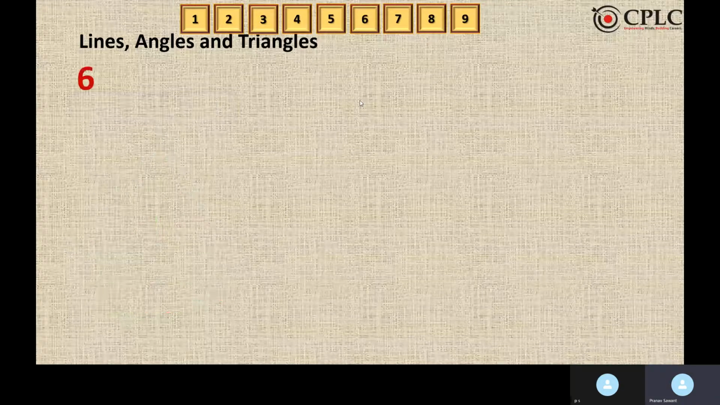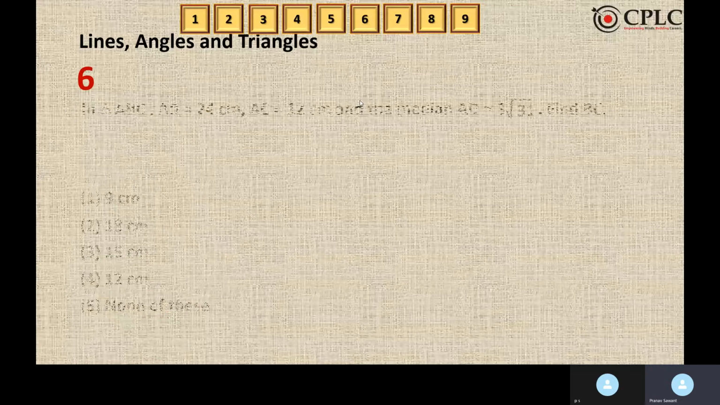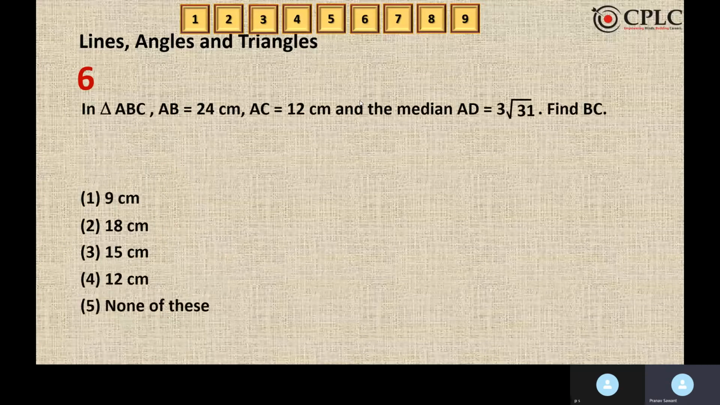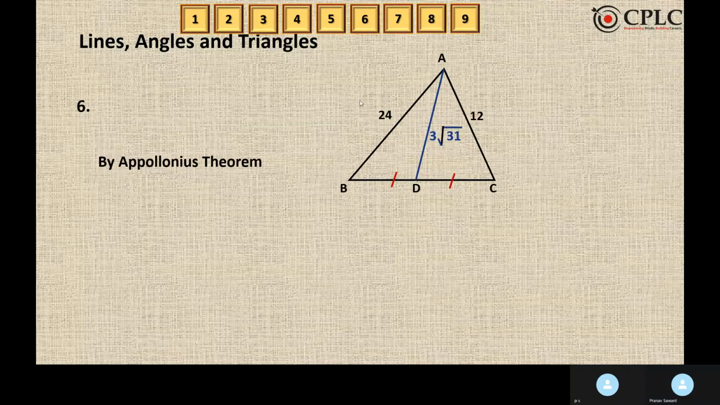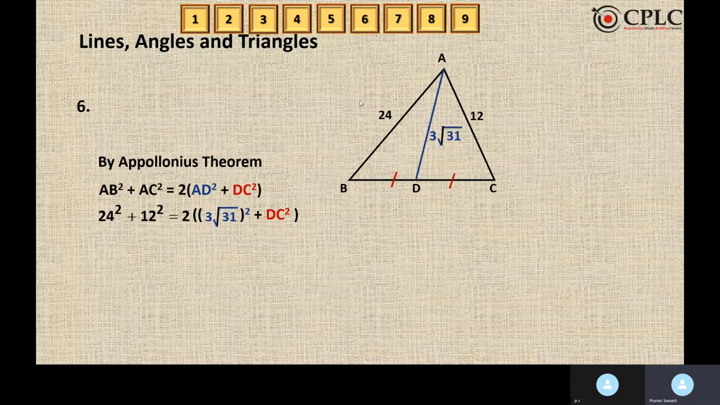Moving to the next question. In triangle ABC, AB is 24 centimeter, AC is 12 centimeter, median AD is equal to 3 root 31, find BC. This is a triangle that we have. This is a median. Median divides the opposite side into two equal parts. By making use of Apollonius theorem, we can easily find what we want.